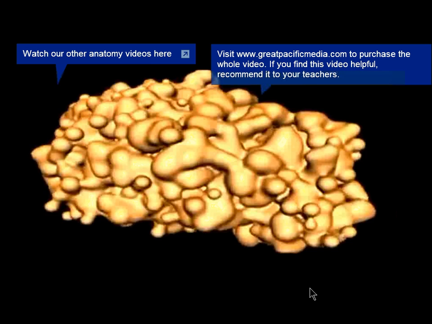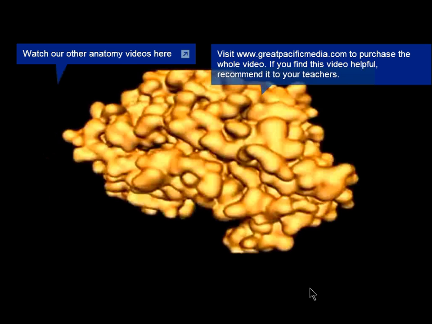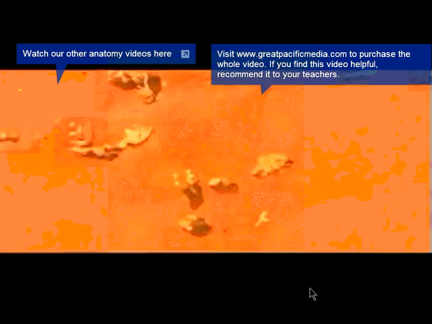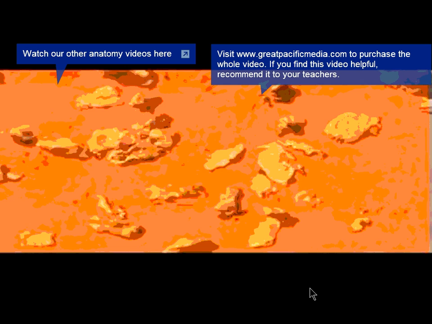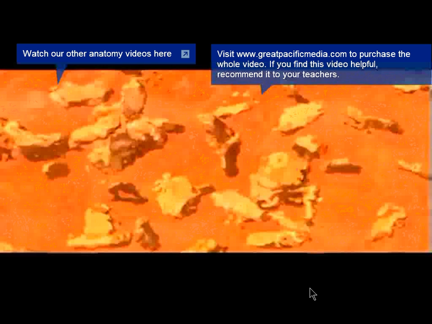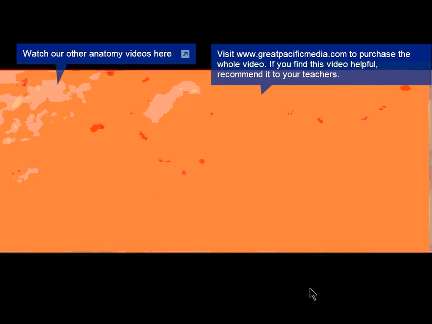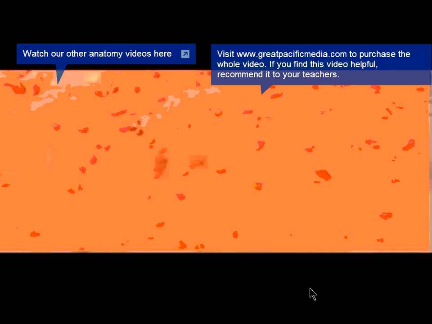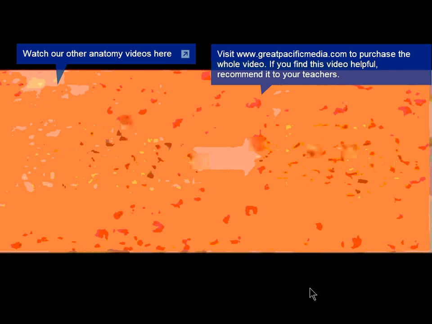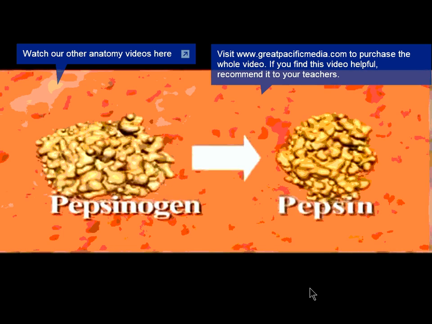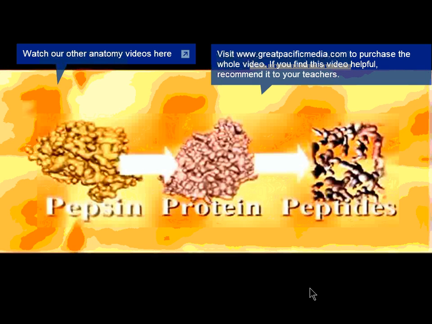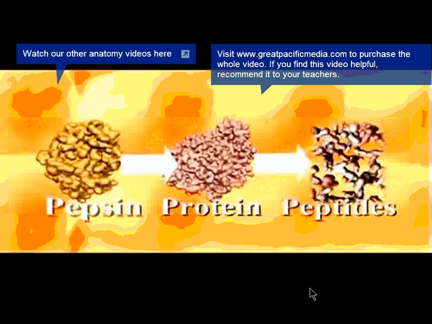Pepsinogen is an inactive form of the protein-digesting enzyme pepsin. Pepsin must be secreted in the inactive pepsinogen form in order to prevent it from digesting the cells that produce it. It is the highly acidic conditions in the stomach created by the release of hydrochloric acid that convert pepsinogen into pepsin. Once pepsinogen is converted into pepsin, it breaks proteins down into shorter amino acid chains called peptides.